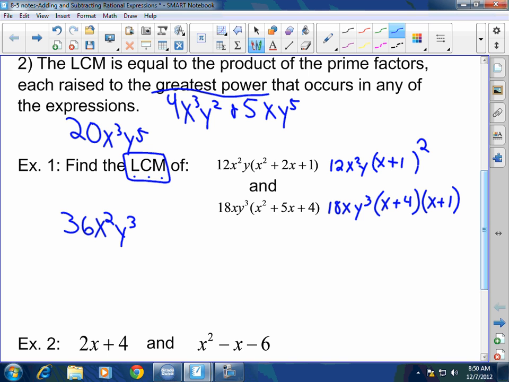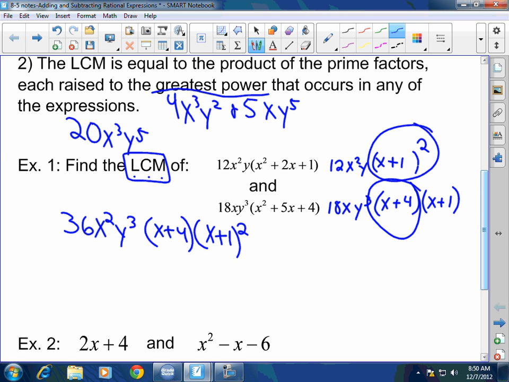And then, check this part out. How many x plus 1s do I have? And how many x plus 4s do I have? So you just multiply those together. So it'd be x plus 4 times x plus 1 squared.